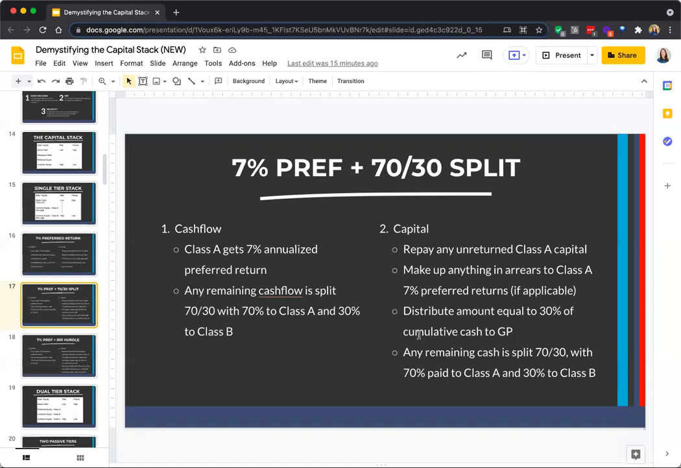So how's the waterfall going? The waterfall will go: any unreturned capital to class A is repaid, and you make up anything in arrears to hit the preferred return. Then there might be a GP catch up where you get to distribute an amount equal to 30% of the cumulative cash to the GP. And then any remaining cash is split 70 to 30, going to class A and class B. This is where you've got to read the PPM and understand what the classes are and who gets paid what when.